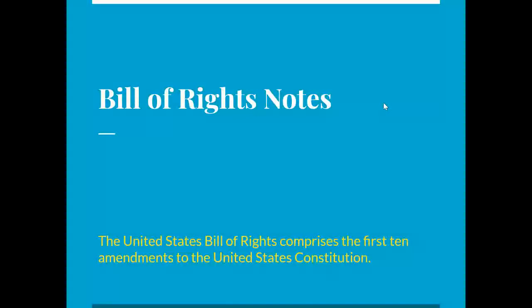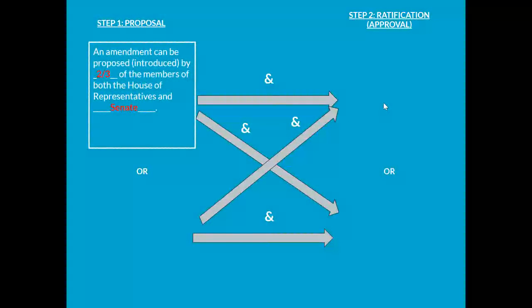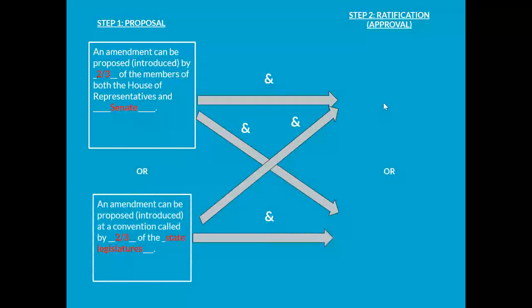So the Bill of Rights is a group of the first 10 amendments that were added to the United States Constitution. And so on your slides, you'll be filling out the red words on this slide. So in order for an amendment to be proposed, like for it to be added to the Constitution, there are two ways it can start.